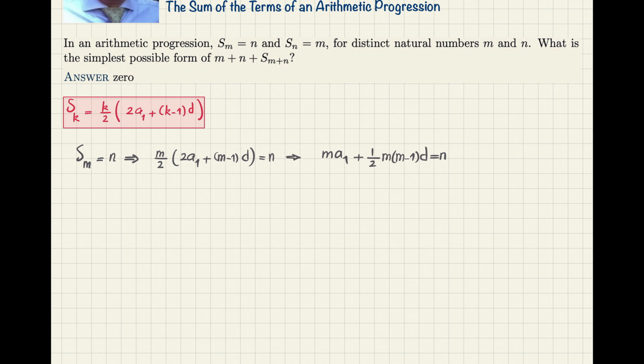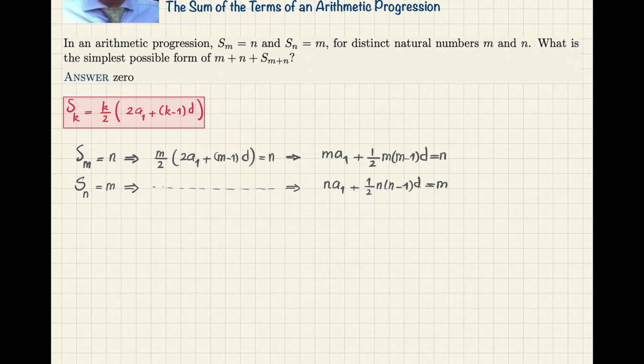Then I can similarly start with S sub n equals m. Of course, I don't need to solve anything, because the only difference is that m has been replaced by n and n has been replaced by m. So what I will get at the end is the same expression with m replaced by n and n replaced by m, so I don't need to spend time on it. So this becomes n a1 plus 1 over 2 n (n minus 1) d equals m.